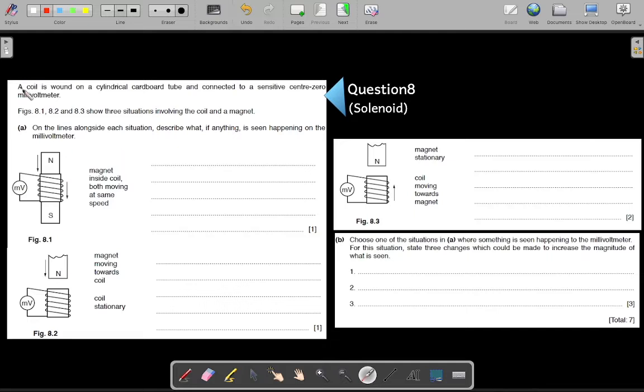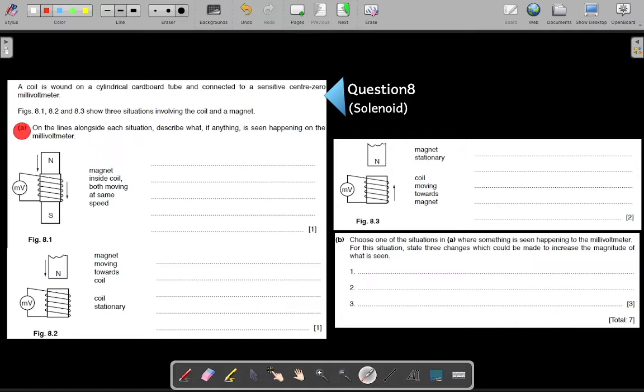So let us understand what is happening here. A coil is wound on a cylindrical cardboard tube and is connected to a sensitive zero-centre multi-voltmeter. So you have a multi-voltmeter and the coil is wound around your cylindrical cardboard tube. Figures 8.1, 8.2 and 8.3 show three situations involving the coil and the magnet. Now you have to answer these questions.